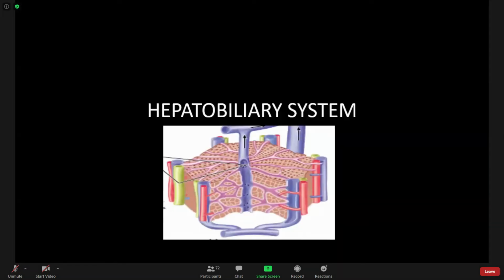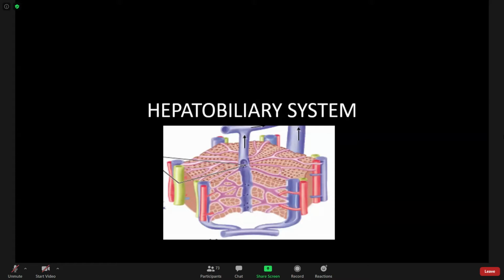Okay, today we'll start the hepatobiliary system. This is in anatomy. Have you read about the hepatobiliary system? No, sir. Okay. In physiology, we'll study something about the anatomical physiology of the hepatobiliary system.